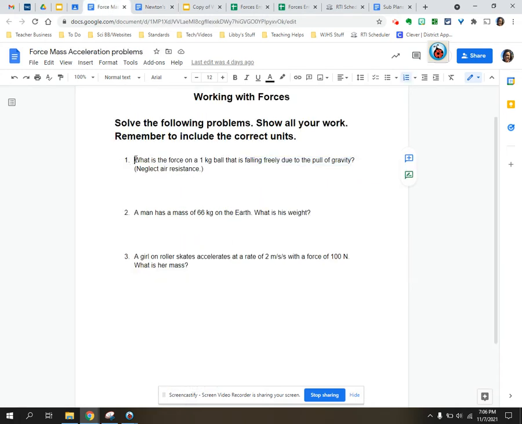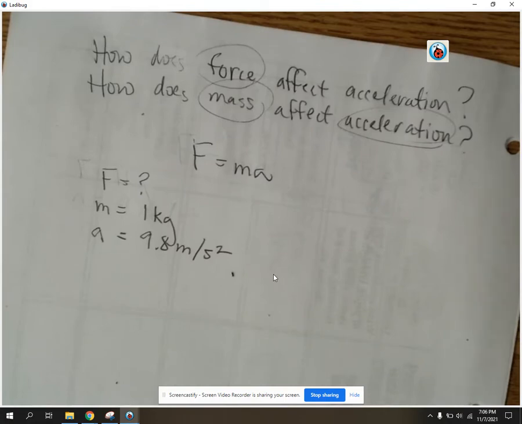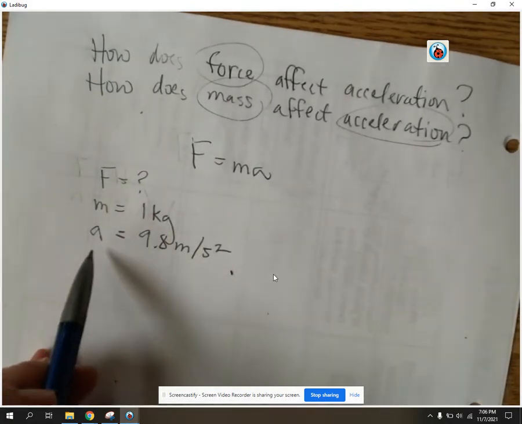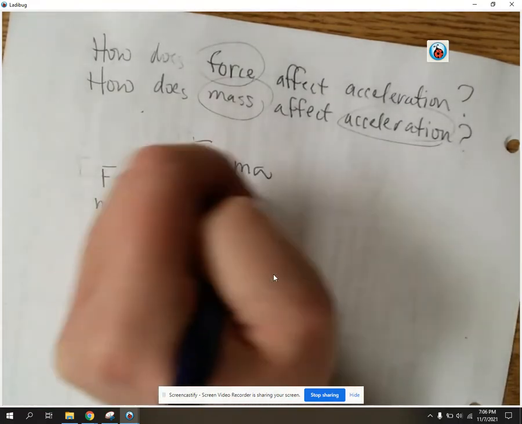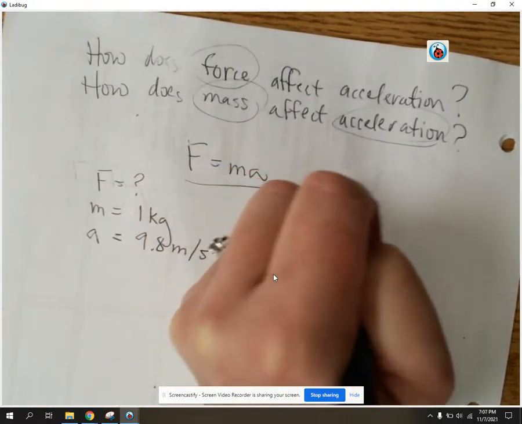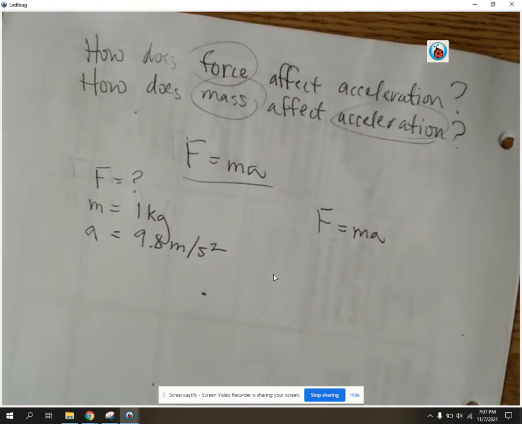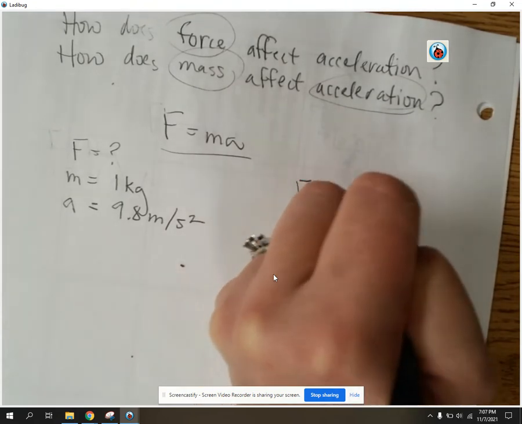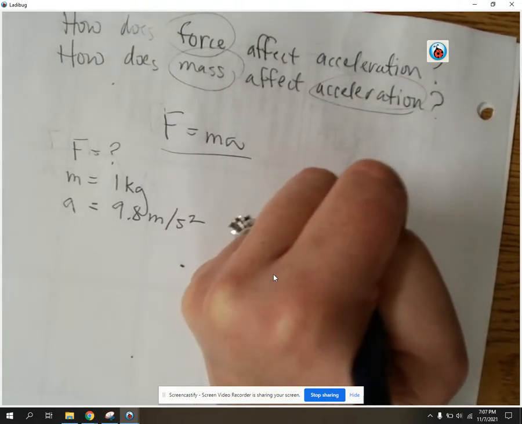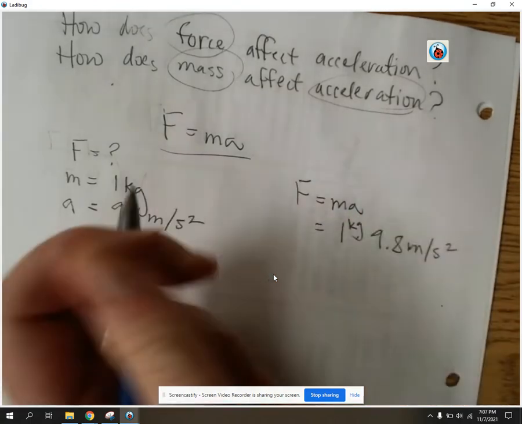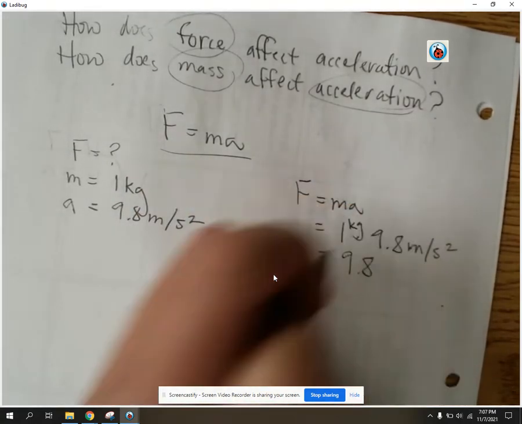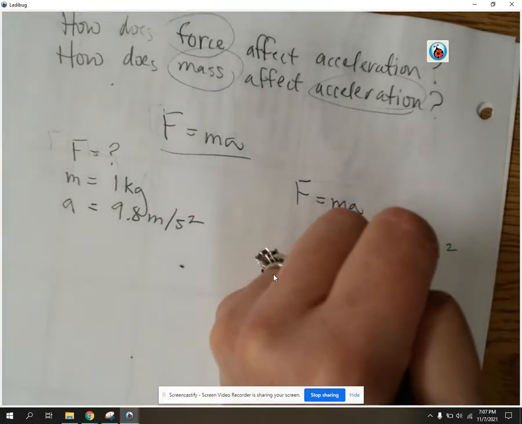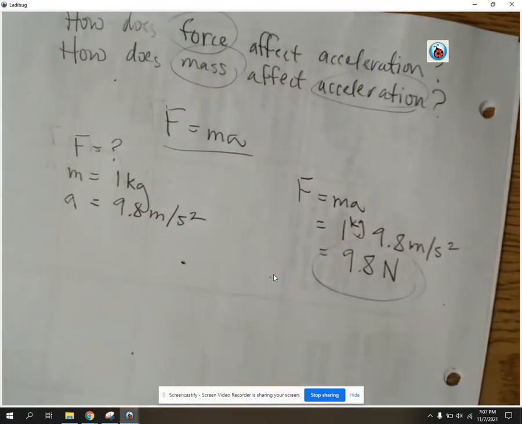So let's look at this one more time. What is the force of a 1 kilogram ball that is falling freely due to the pull of gravity? Okay, so what's the force? We've got the mass, and we've got the acceleration. So you always want to write your equation first. It is not acceptable to do it any other way. In this case, force is just 1 kilogram times 9.8 meters per second squared. So the force is 9.8. And what is the unit? Newtons. All right, so there you go.